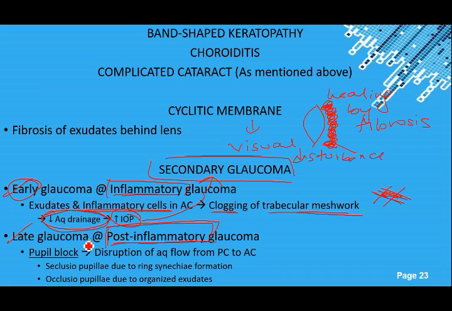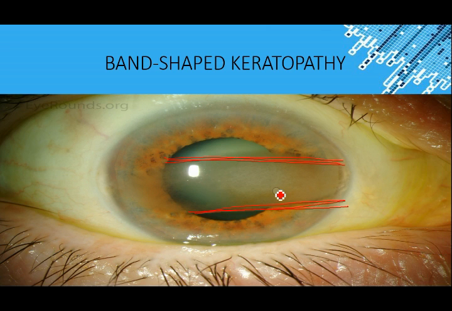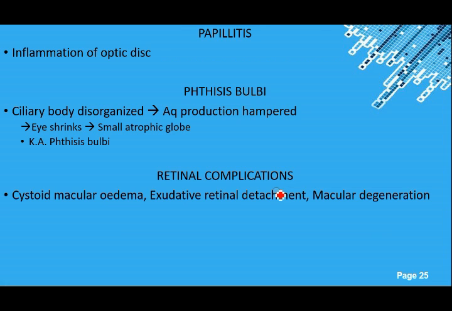Post-inflammatory. Now here it is because of pupil blocks. Two types of pupil block we saw, seclusio pupillae and occlusio pupillae. Both of these obviously affect flow from the posterior chamber to the anterior chamber. This would again give rise to post-inflammatory glaucoma, which is a secondary glaucoma. Okay, band-shaped keratopathy. There is also papillitis. So what is papillitis? Inflammation of the optic disc.